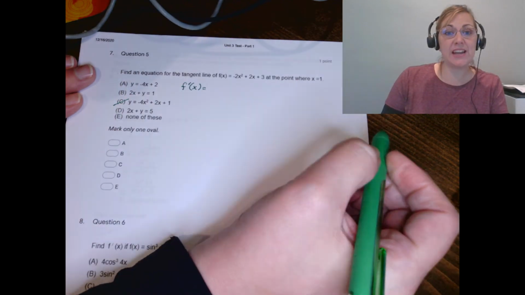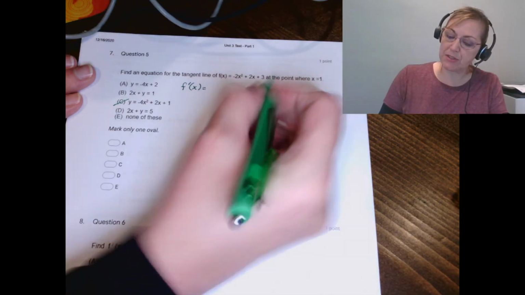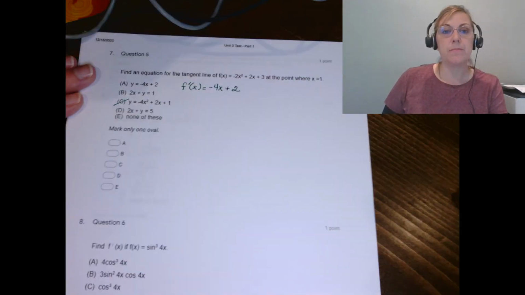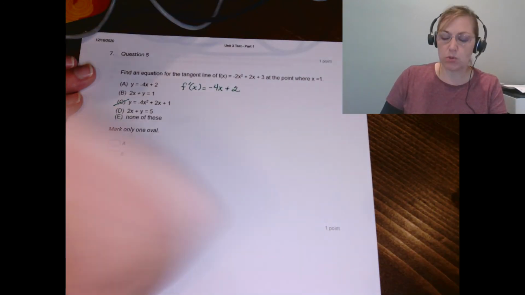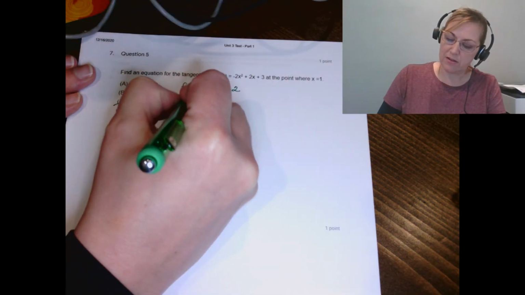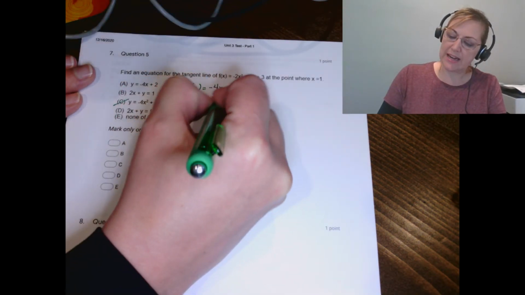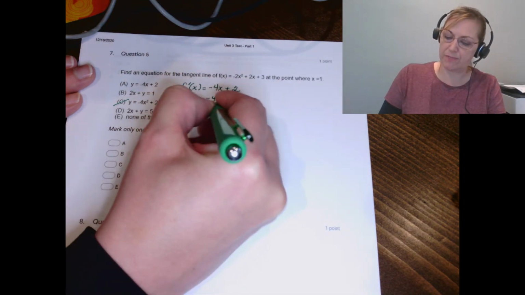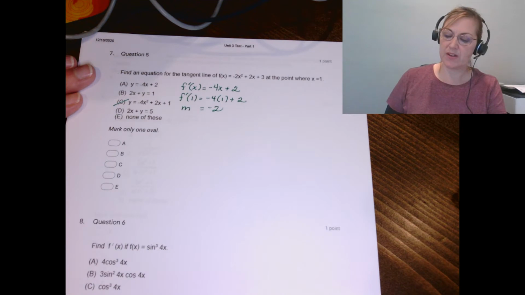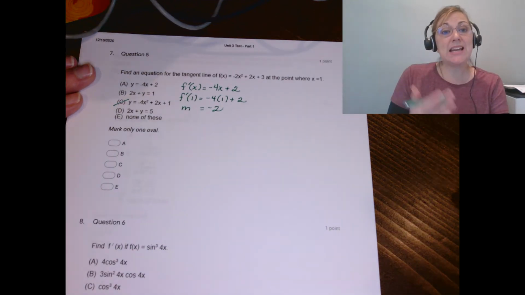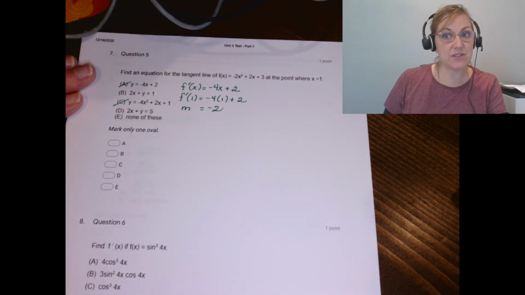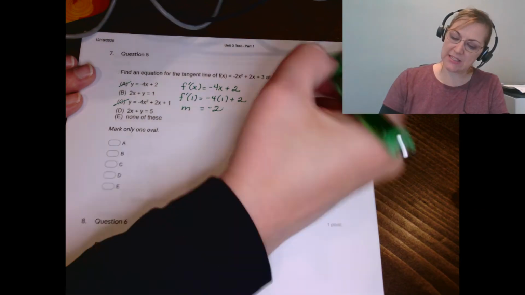So the derivative of negative 2x squared plus 2x plus 3 is negative 4x plus 2. Now we need the slope when x is 1. And so I get negative 4 times 1 plus 2, which would be negative 2. This is my slope. And immediately you can tell now that A is not the answer choice because A has a slope of negative 4.